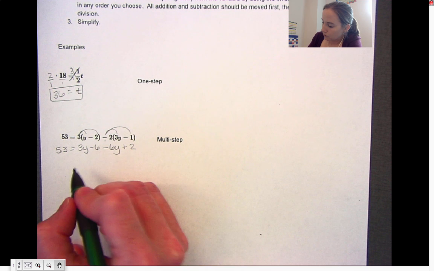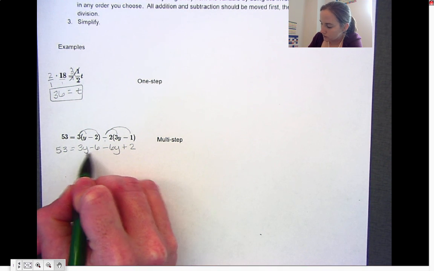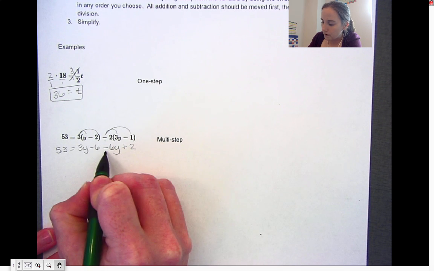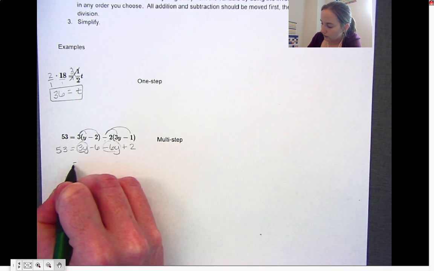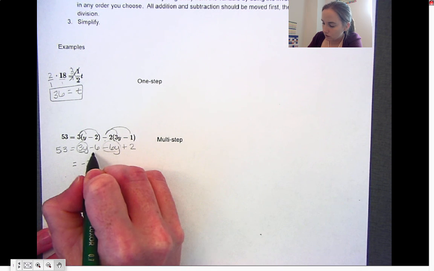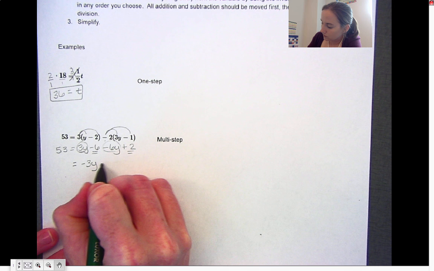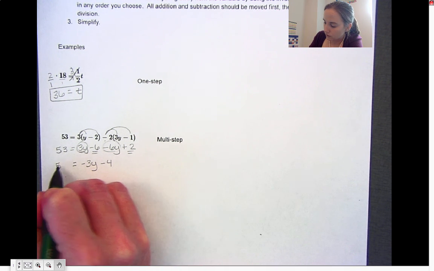Okay, and now we put together your like terms that are all on the same side of the equal sign. So we have 3y and a negative 6y. So we're going to have a negative 3y. And then we can put together a negative 6 with a positive 2. And that'll give us a negative 4. And still on the other side is 53.